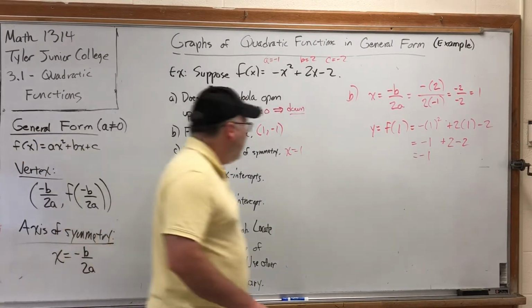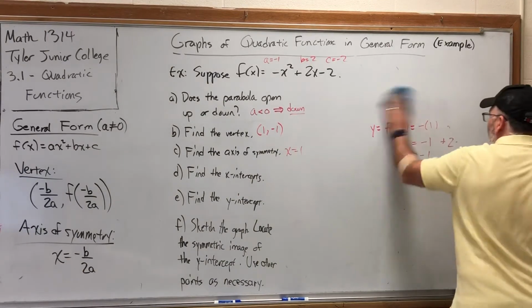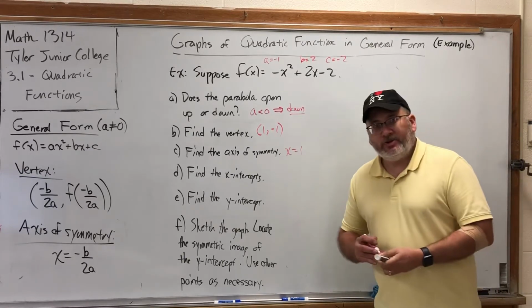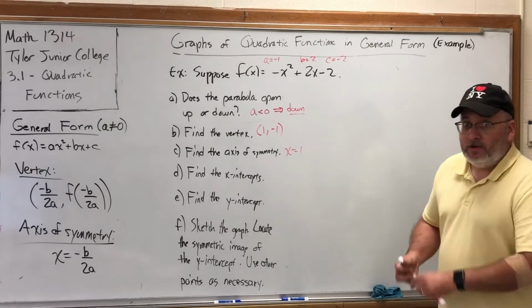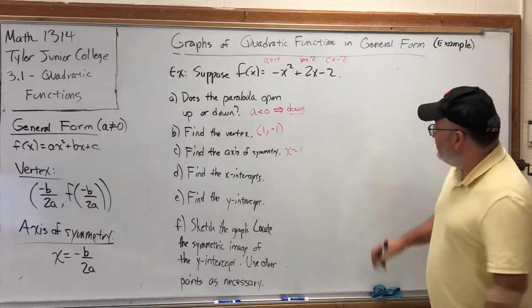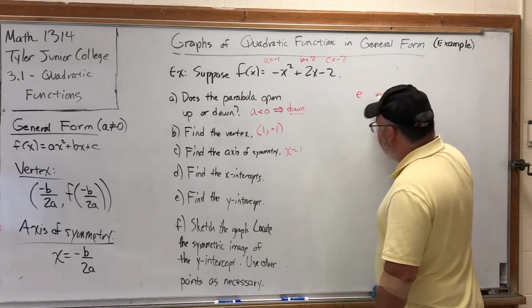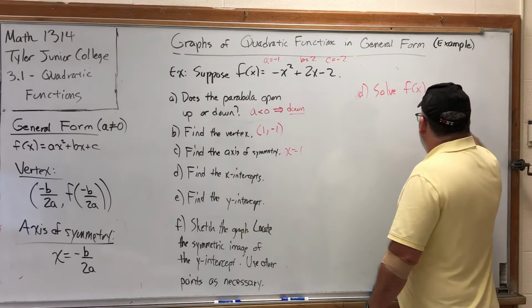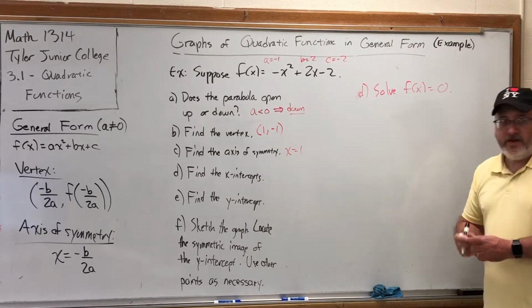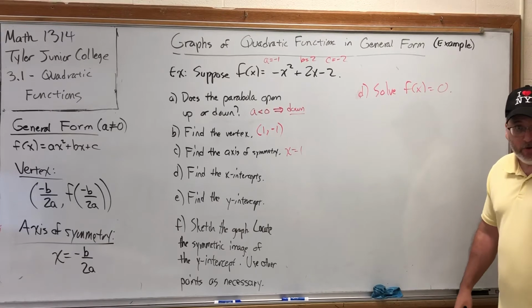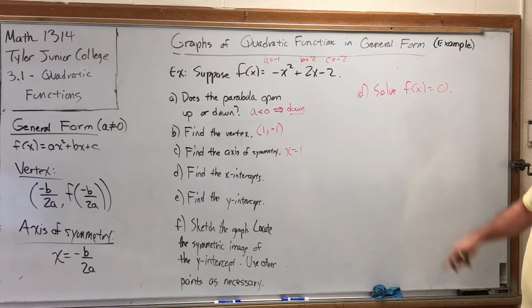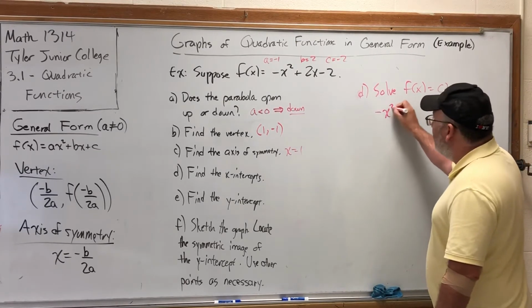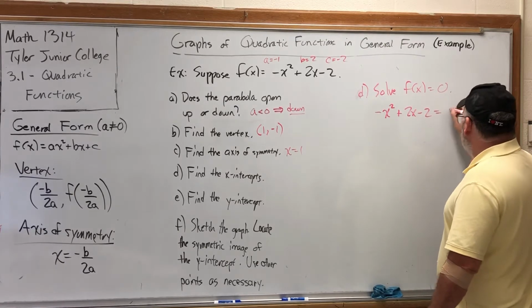Next, find the x-intercepts. Well, I've said this in previous videos, and I'll say it in future videos, and I'll say it right now. The way you find the x-intercepts for a function is always the same. For the x-intercepts, which is part D, you solve f of x equal to 0. Remember, if you're an x-intercept, you are on the x-axis, which means your y-coordinate is 0, which means the output of the function must be 0. So let's see if we can solve this. Negative x squared plus 2x minus 2 is equal to 0.